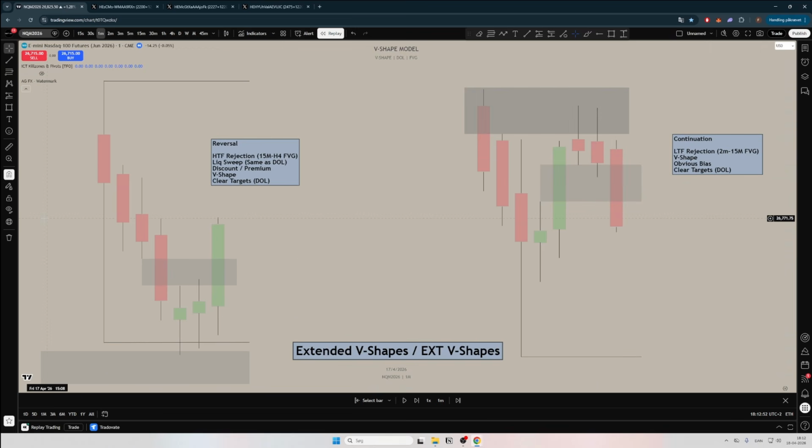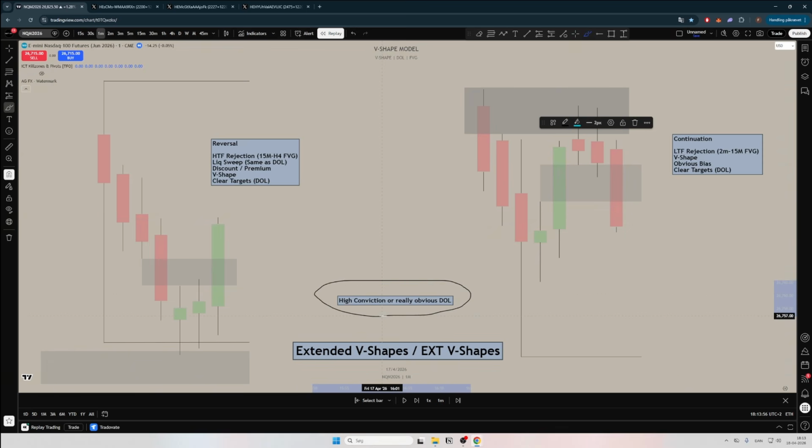Next up we have extended V-shape, and extended V-shape is something I've never spoken about on my X or on my YouTube channel at all. That's because extended V-shape is something that I don't use that much. And when I take extended V-shape, it's because I have really high conviction in the trade or the drawn liquidity is really obvious. And extended V-shapes are again just an entry model, so there are still reversal extended V-shapes and continuation extended V-shapes.